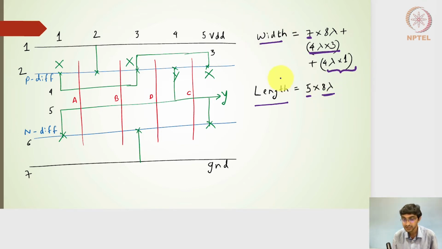Multiplication of this width and length should give me the overall footprint in terms of lambda square. Of course, we can always identify the absolute footprint by considering lambda with regards to the technology node.